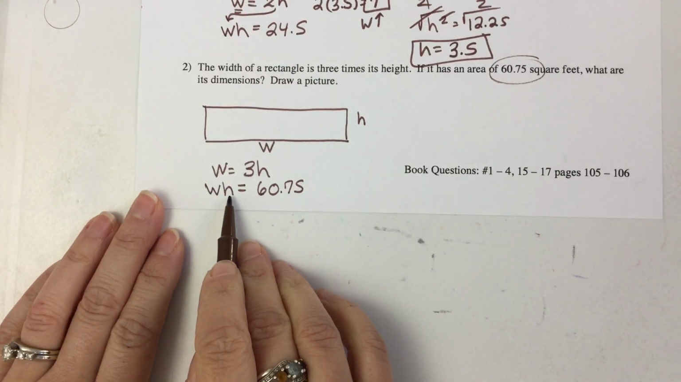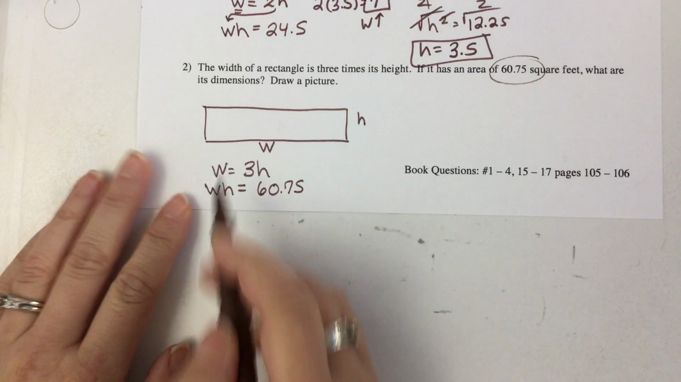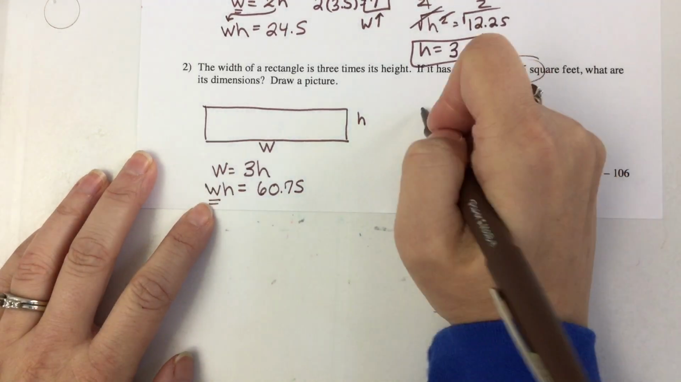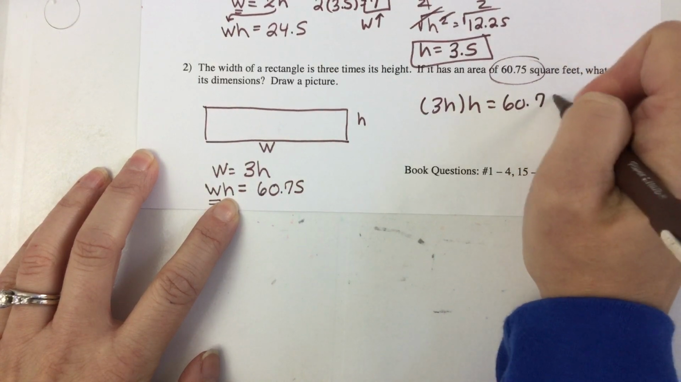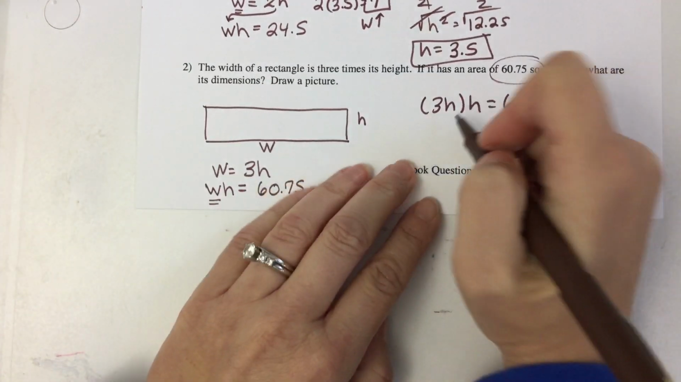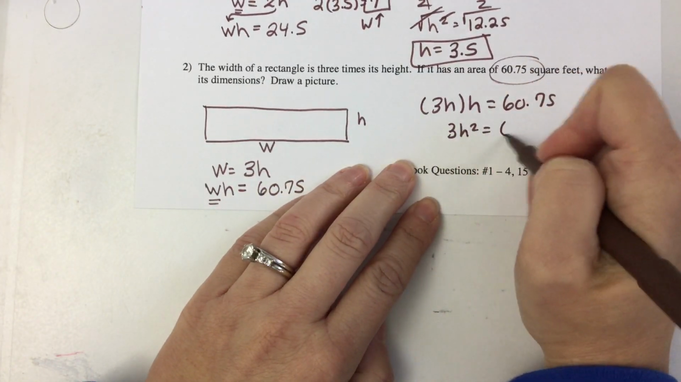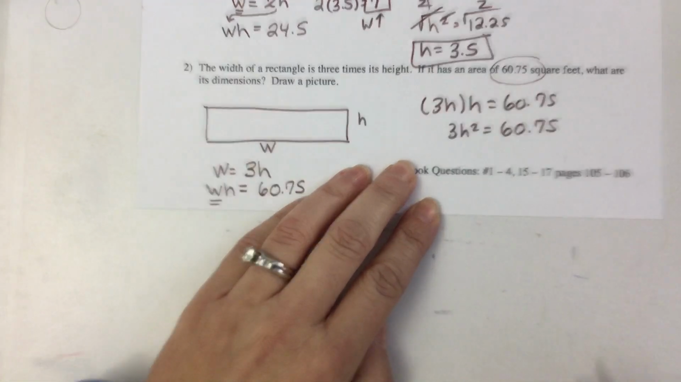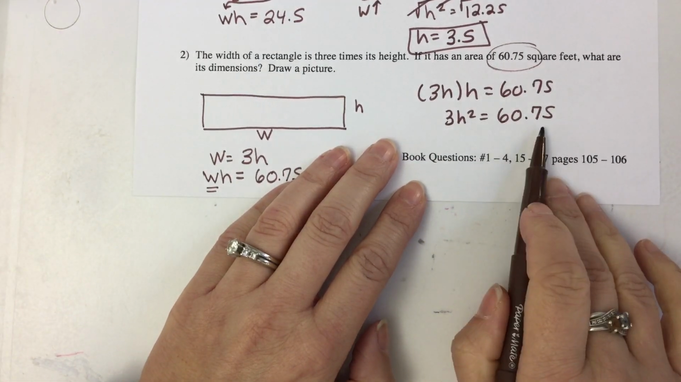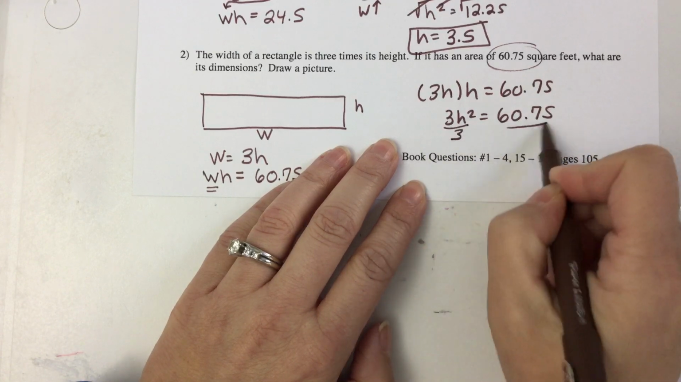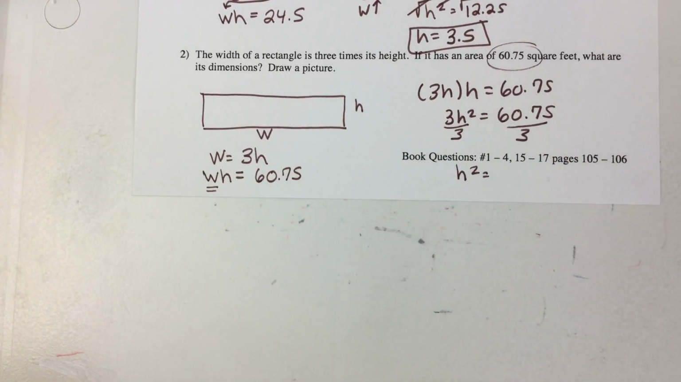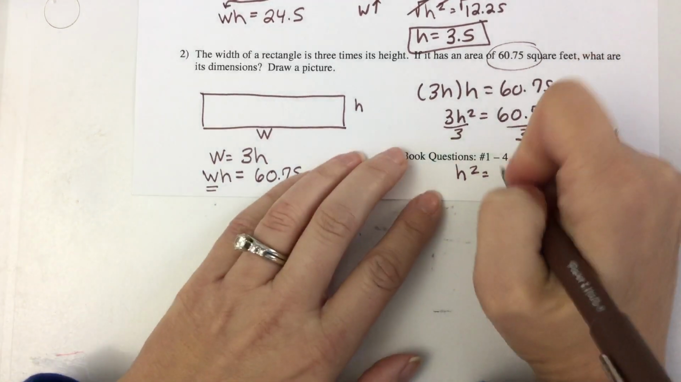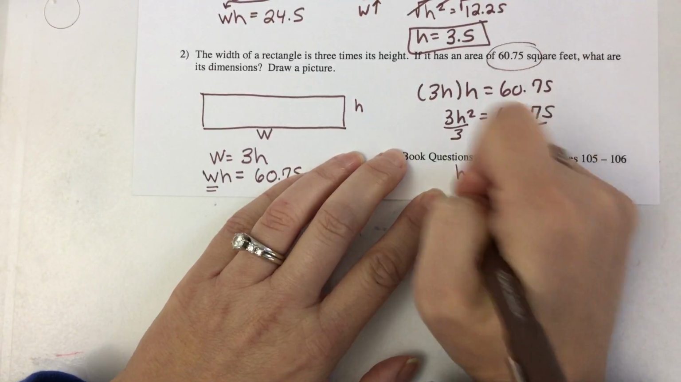I can use substitution again. W is really 3h. So I can come to this equation where the W is, I replace it with an h. 3h times h is 3h squared. That is equal to 60.75. Divide both sides by 3. I still have h squared. 60.75 divided by 3 is 20.25.